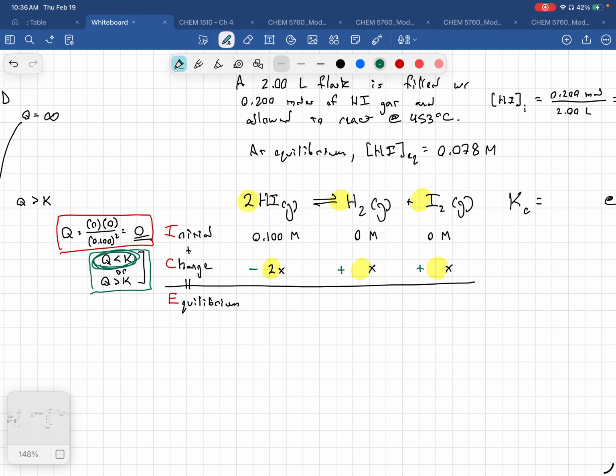If we had instead been on the right side of the equilibrium, like Q equals infinity, which occurs when you have non-zero values for all of the products and a 0 value for one or more of the reactants, then Q would be greater than K. Even though we don't know K, we would know that infinity is greater than whatever K is, because K is a number between 0 and infinity. And so then things would be reversed.